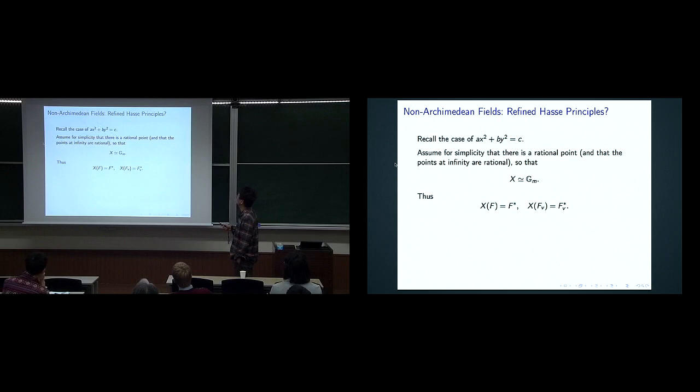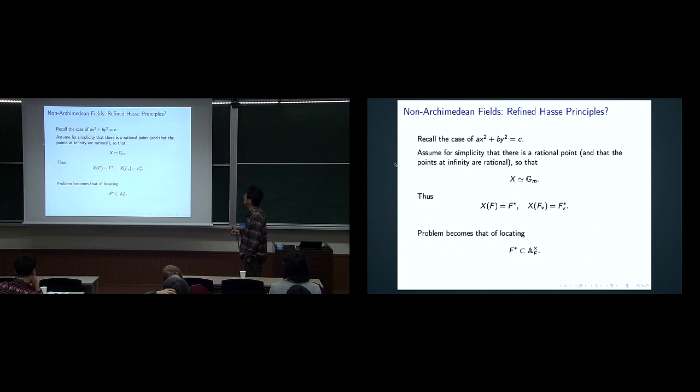then the variety defined by this equation just turns out to be the so-called multiplicative group in this case, so that the global points of this variety are just the non-zero elements inside F. And the same for the local points. Inside one of the completions, the points can be just identified with non-zero elements inside F. So this question of locating the global points inside the idelic points, sorry, I've inconsistently used stars in some places and crosses in other places. They should all be the same.